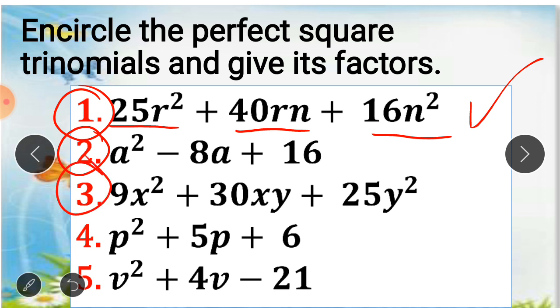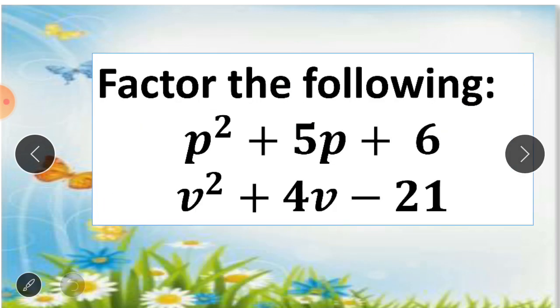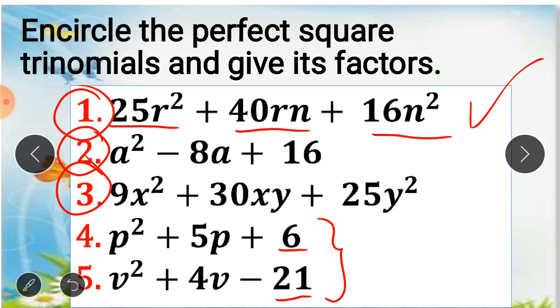Now, number 4 is not a perfect square trinomial because 6 is not a perfect square. And number 5 is also not a perfect square trinomial because we don't have a square root for 21. So how do we factor this kind of trinomial? Okay, so let's try to factor those that are not perfect square trinomials.